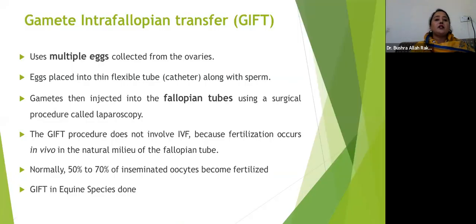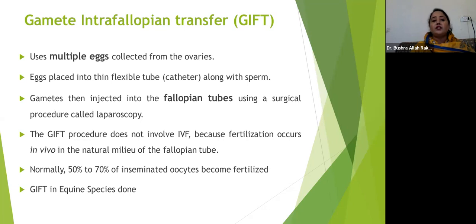Then gamete intrafallopian transfer. This technique uses multiple eggs collected from the ovaries. First of all, in this technique, we use superovulation. Superovulation means that after giving injections of follicle stimulating hormone, multiple follicles become mature, and we can collect these follicles. Then the eggs are placed into a flexible tube along with sperm, and when fertilization takes place, these gametes are directly injected into the fallopian tubes, because implantation of the gametes takes place in the fallopian tubes.